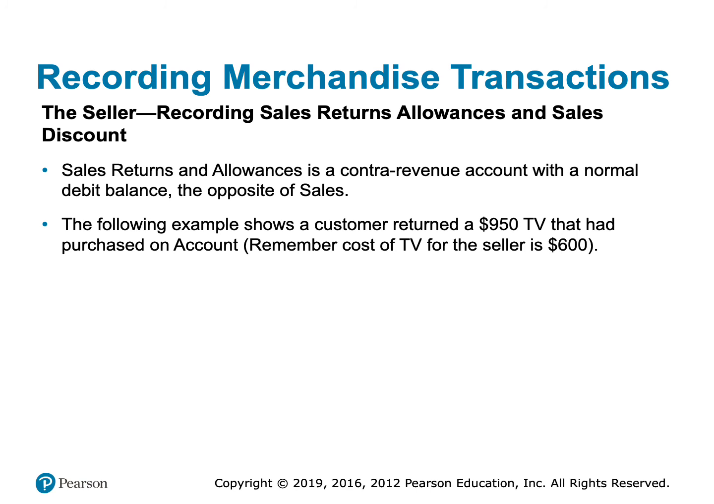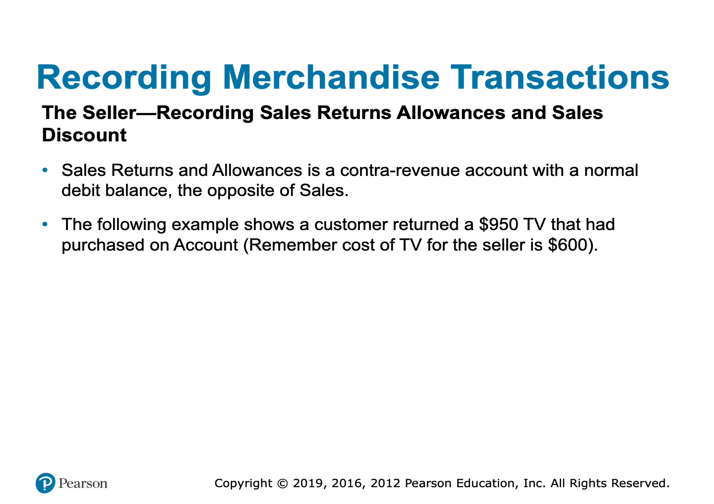Now, sometimes the buyer, when we're the seller, may decide to return some goods, and that's called a sales return, or we may have a sales allowance. A sales return and allowance is a contra revenue account. We've talked about contra accounts before. Contra means opposite or offsetting. So this contra revenue account is going to offset revenue in the income statement. It does have a normal debit balance because it's the opposite of sales revenue, which has a normal credit balance.